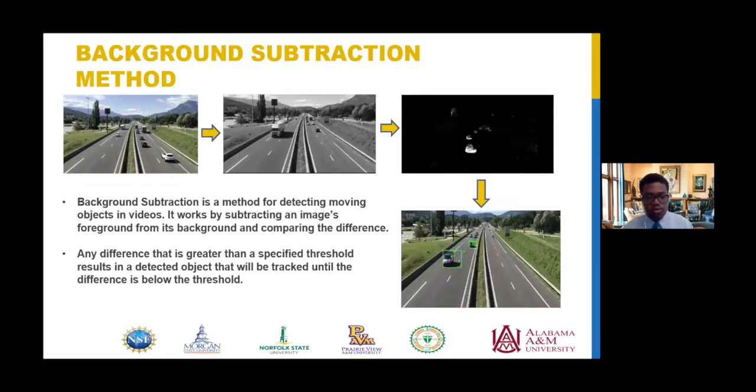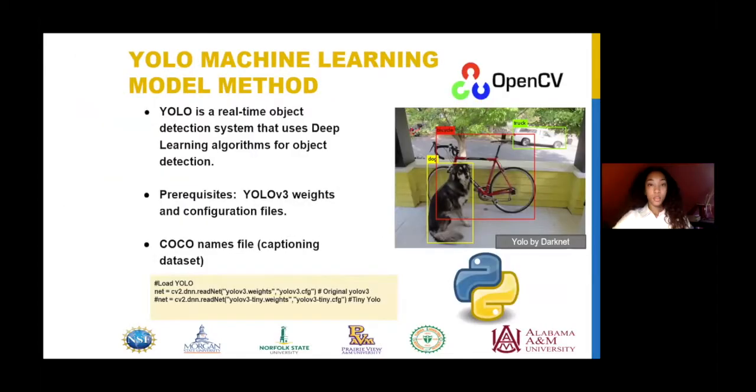And now Kayla will introduce us to the YOLO machine learning model. Another method we decided to use is YOLO, which is a real-time object detection system that uses deep learning algorithms for object detection. Some of the required files to run YOLO are the YOLO weights and configuration files. The weights file is the pre-trained model, and it's trained on the COCO names file. The COCO file is a captioning dataset that contains a list of 80 classification labels in total. What this snippet of code is doing is reading the pre-trained model and configuration file, and then loading the network into the program.